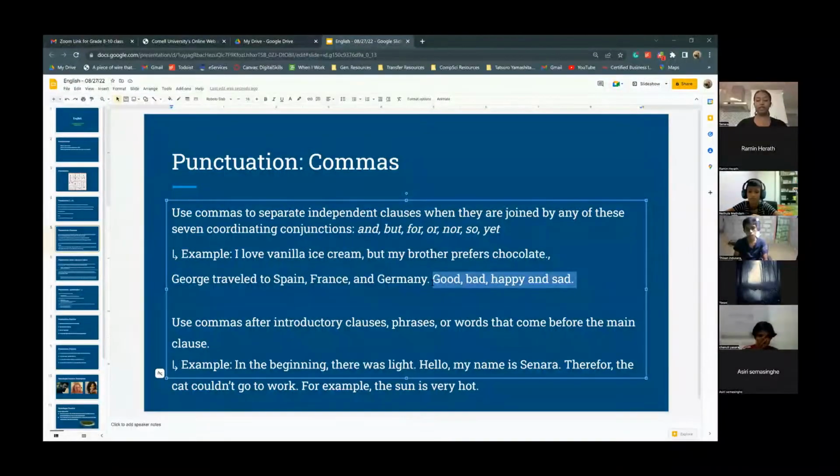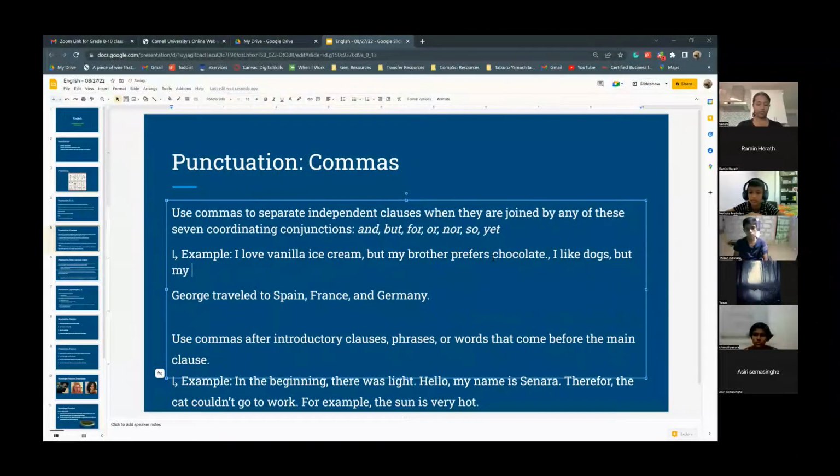So can someone give me an example of the first one? Let's try to put separate independent clauses together. I like dogs, but my sister likes cats. Good job. So you can see that these two clauses can each be their own sentence, but they're joined together by the comma. So: I like dogs, but my sister likes cats.